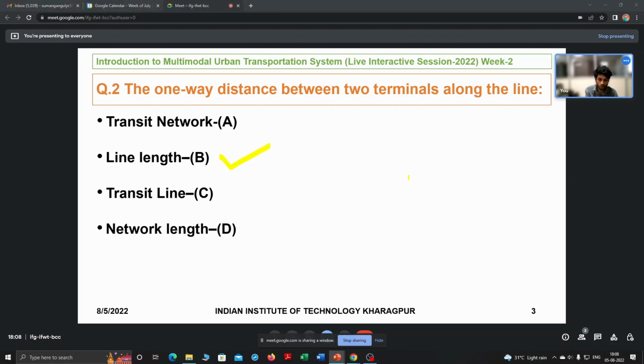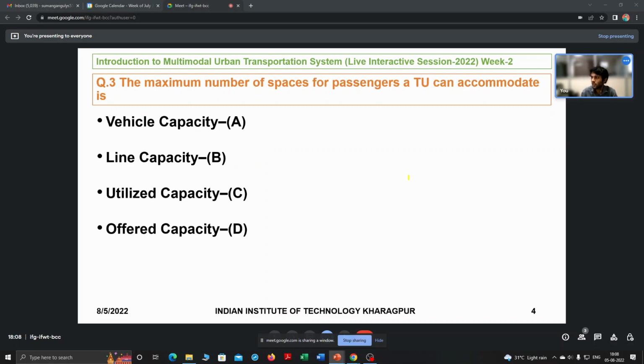So the third question is: what is the maximum number of spaces for passengers a transit unit can accommodate? You can try to answer that in the chat box, then I will explain each of these terms. Take some 10-20 seconds to answer. If it is convenient, you can answer in the chat box.